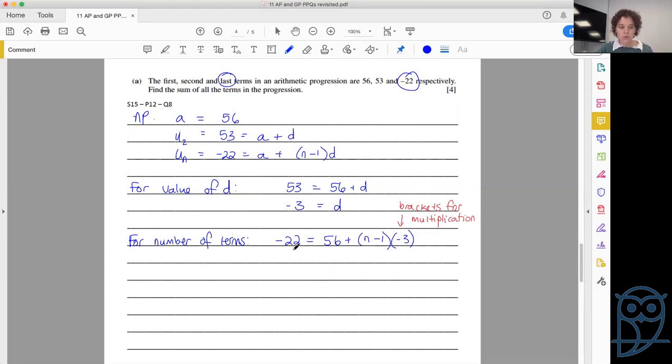Okay, so now we can have some fun. So minus 22 minus 56 gives us minus 78 equals minus 3n plus 3. So moving our 3 across, dividing by our other minus 3, n equals 27. Right, and we're happy because we should have a nice round number for n because it's a count. So we now have the number of terms, we have A, we have D, we have N, so we can do the sum of all the terms.